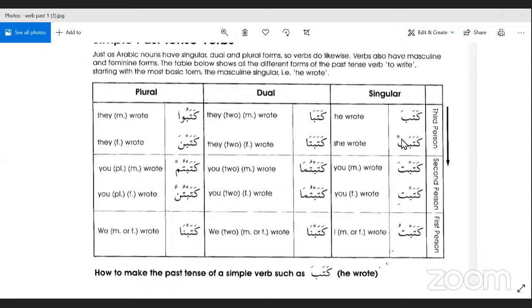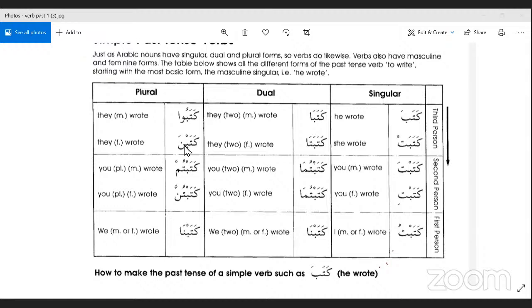This ta with a sukoon at the end represents that this is a female verb. So it's katabat, she wrote. And in katabata and kataba, the difference between the two is this: in kataba you just have the alif, which means they both. In katabata you have the ta, which represents female, and the alif represents dual. Okay. Is that clear? Yeah.